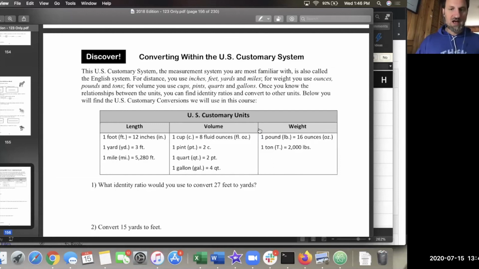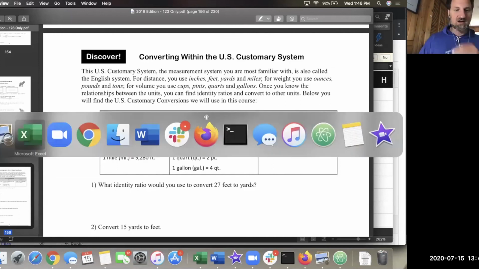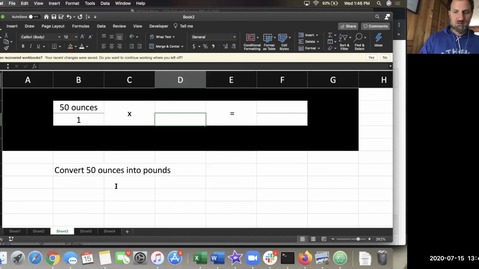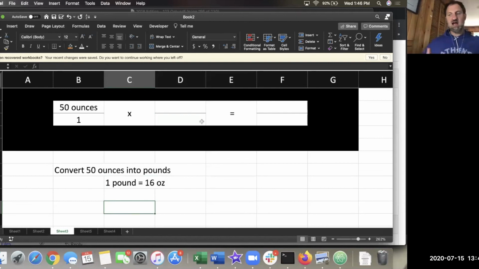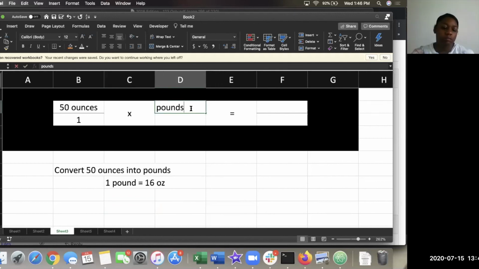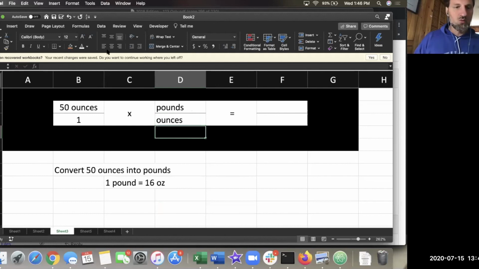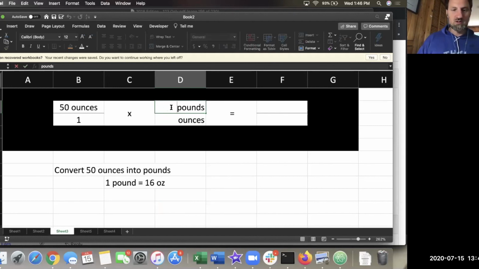So I go back here and I think about the fact that 1 pound equals 16 ounces. Which number is going to go where in order to get that diagonal cross out that I need? Am I going to put pounds over ounces or ounces over pounds? That's the decision I have to make. Pounds over ounces. Correct. Pounds on top, ounces on the bottom. Once I put those in, I'm going to put the numbers in. And again, I go right back to this and I put the numbers in front. 1 is in front of pounds and 16 is in front of ounces.